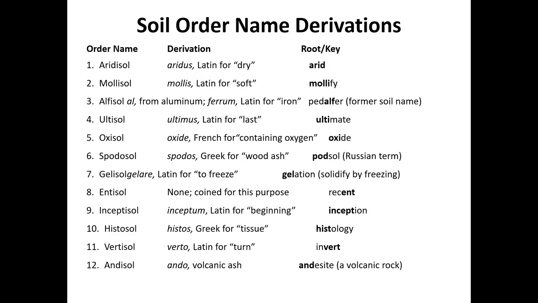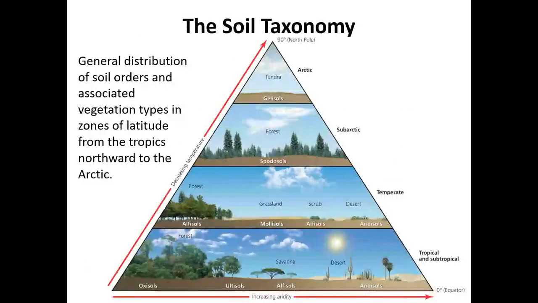Another one is kind of interesting. The spodosol, spodos is Greek for wood ash, and that's a Russian term. So these spodosols are often in areas where you have coniferous forests. Inceptisol, inception is Latin for beginning. These are soils that are just barely starting to develop a profile, kind of soil in the early stages of forming a specific soil type. So that's where the origins of the words come from.